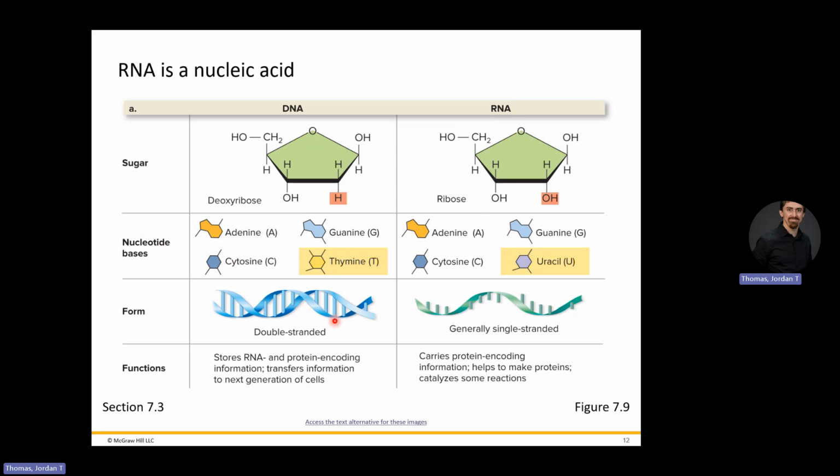The form, or the structure. We talk about DNA as a double-stranded helix, but RNA is only a single strand. It's only one strand and that's it. If you don't have a complementary strand, it's just one strand.